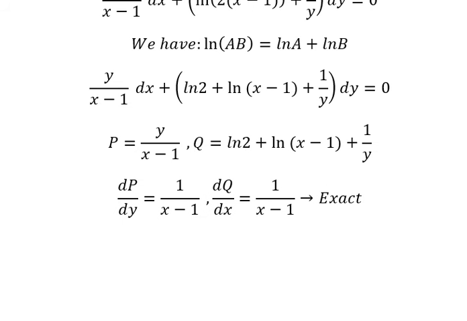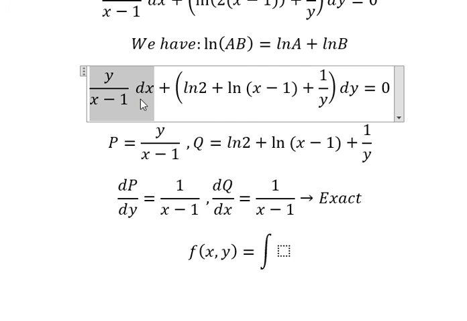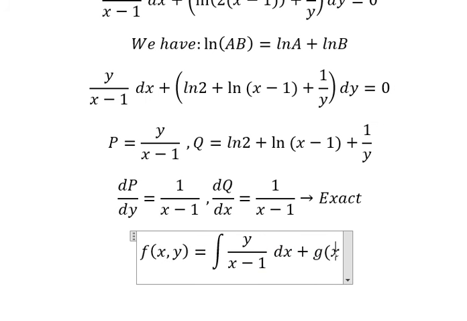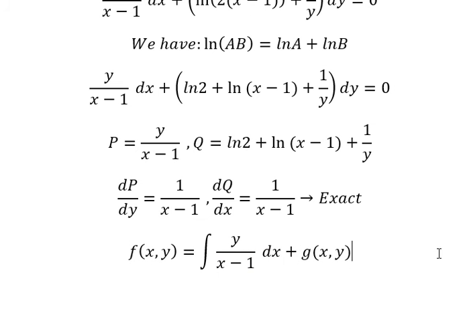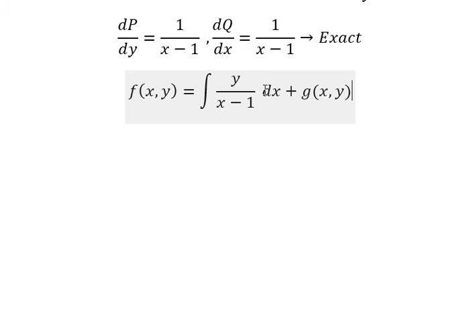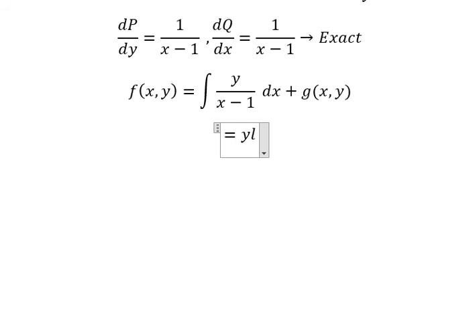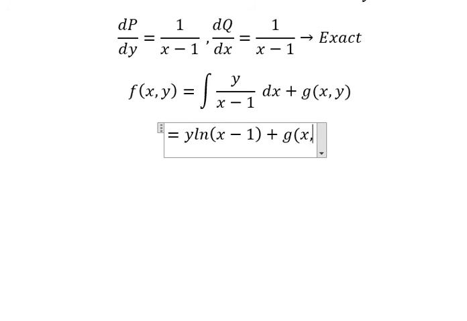Now, I need to set up the function f(x,y) equals to the integration of this one in here, plus g(x,y). The integration of the S over S minus 1, you get y ln of S minus 1 plus g(x,y).